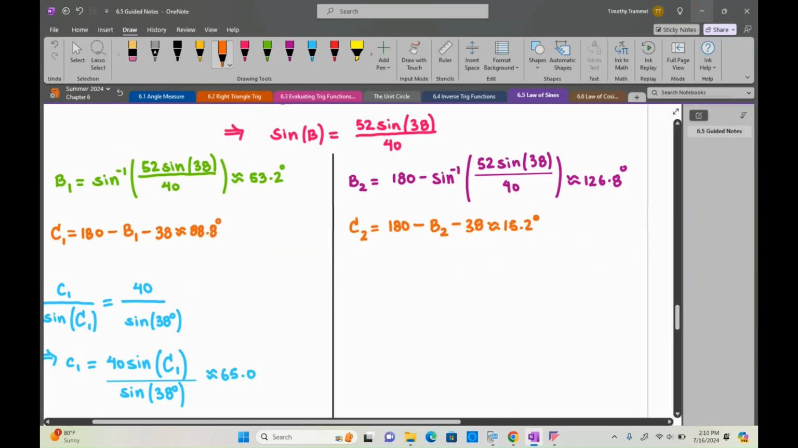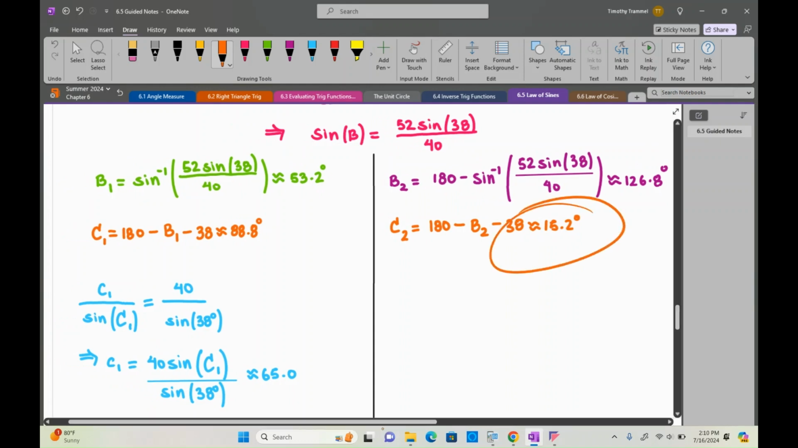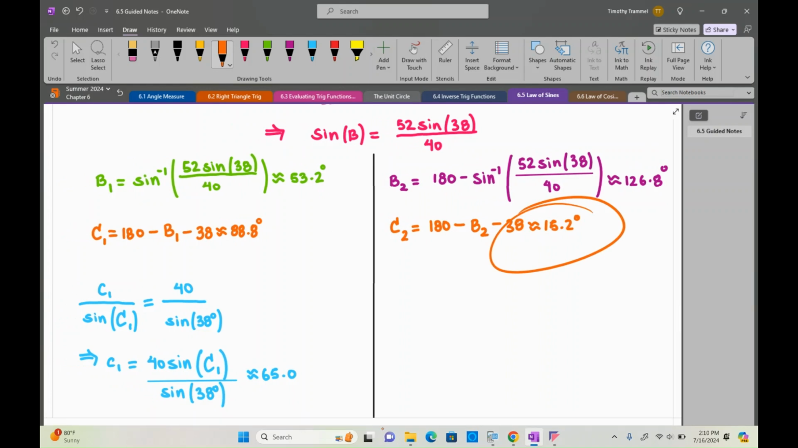Okay, so I want to point something out here. When we're trying to decide whether there's one triangle or two, this will be the step where you will find out whether there is one or two. If I had subtracted these and got a negative number for C2, that would be the indicator that we're not going to be able to find a triangle that has these conditions. But this angle came out to something positive. So we will be able to finish this, and we're going to find little c2 now.